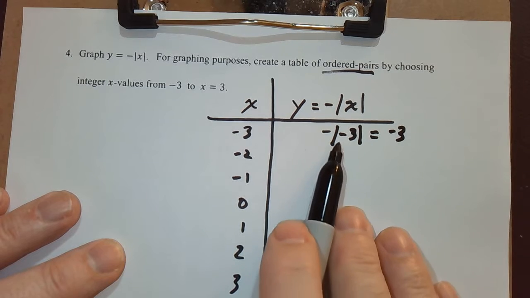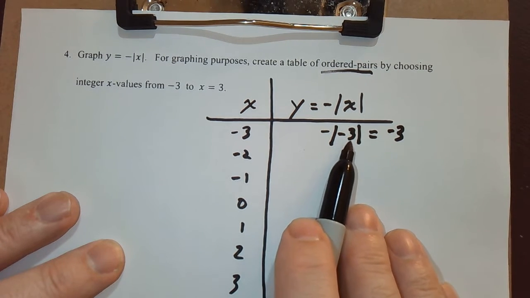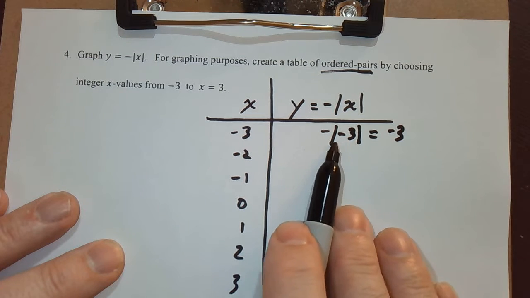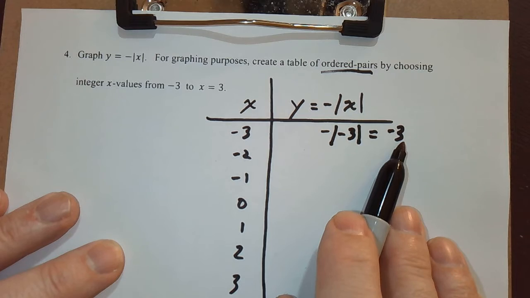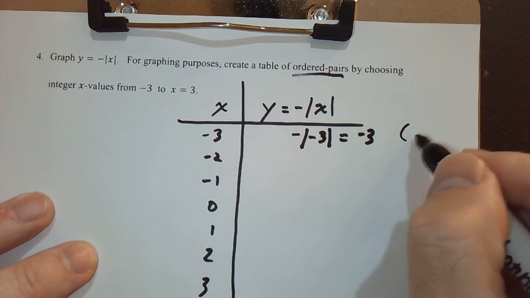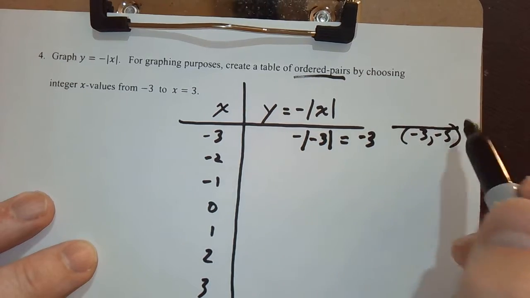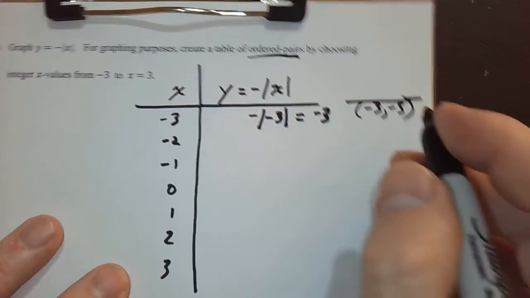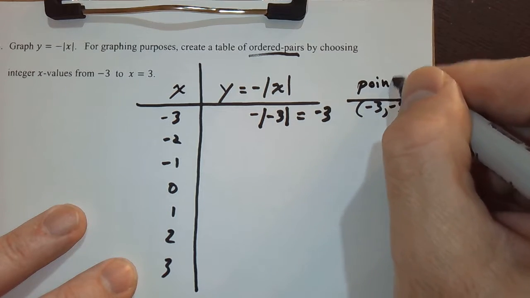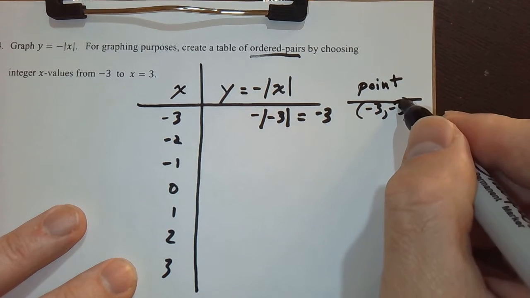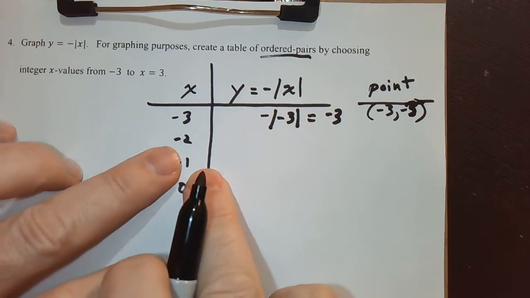That's -3, because the absolute value makes the -3 positive. So that's +3, but then this negative sign here makes it a -3. So my ordered pair would be -3, -3. Oops, didn't mean to mark through that. This will be the point that I'm going to plot: -3, -3.